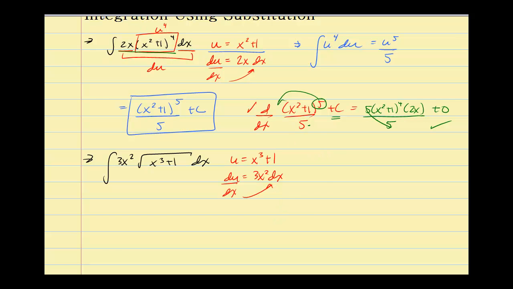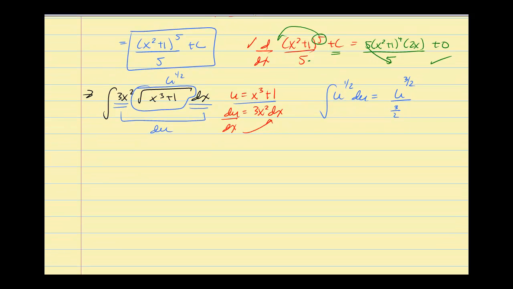Substituting back in then, 3x squared dx makes up my du, and then this radical is u to the 1/2 power. So rewriting, I have u to the 1/2 du. And using our good old power rule, add 1, divide by the sum, I get u to the 3/2 divided by 3/2.